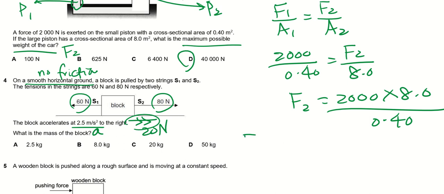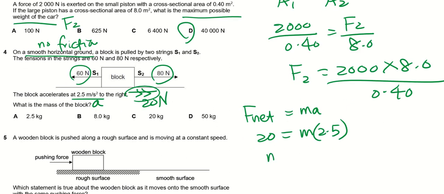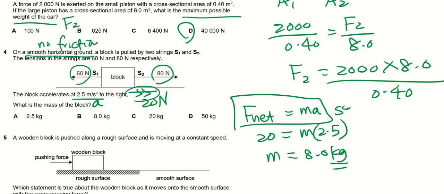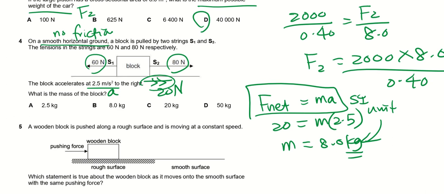Okay, so formula is F net equals to MA. Now my F net is 20, my mass is unknown, my A is 2.5, therefore my mass will be 8 kg. Okay, take note, this is a SI unit formula. So everything has to be in SI unit, including the mass. So if I give you the mass in grams, remember to change it to kilograms.